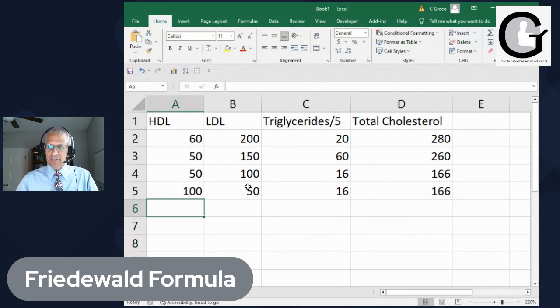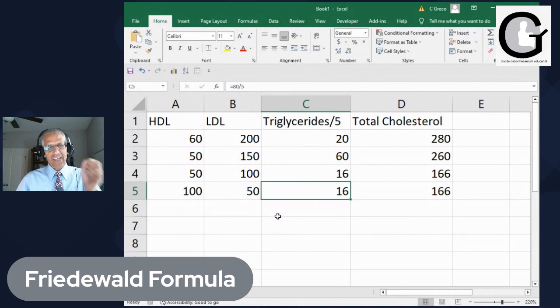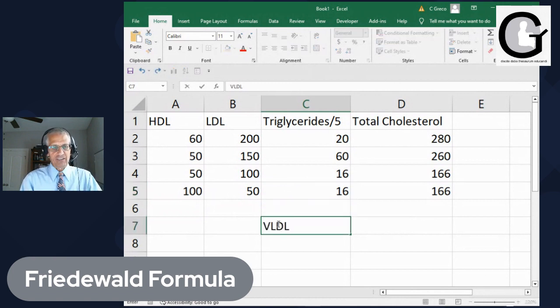And the idea behind this was the triglycerides. See, the triglycerides over 5 was trying to estimate what they call the very low density lipoproteins, VLDL. Well, they found out through some studying that this is just not the way this works. The VLDL is not a good estimate of triglycerides over 5, especially if the triglycerides are very high. Then the estimation goes away.